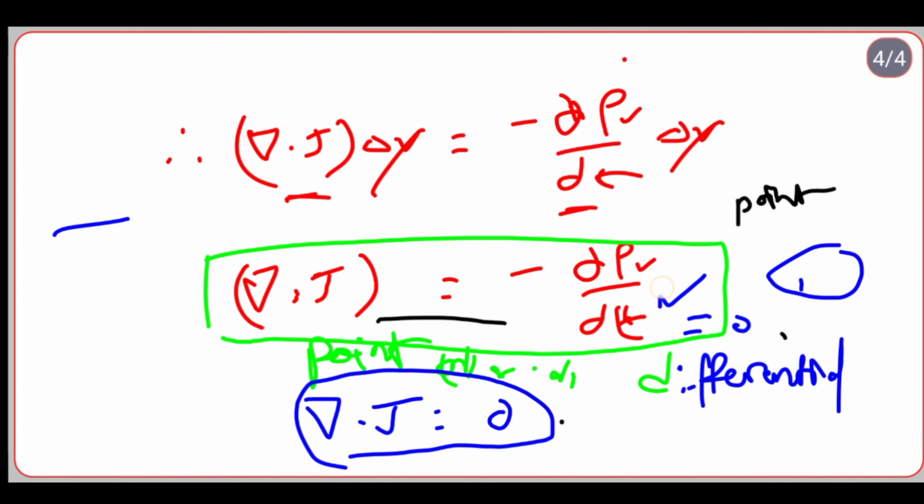For steady current, del dot J becomes 0. Why? Because with respect to time, the current will not change. Hence, del dot J equals 0. For such current, the rate of flow of charge remains constant with time. This is about the continuity equation, or current continuity equation, in conductors or any closed surface.